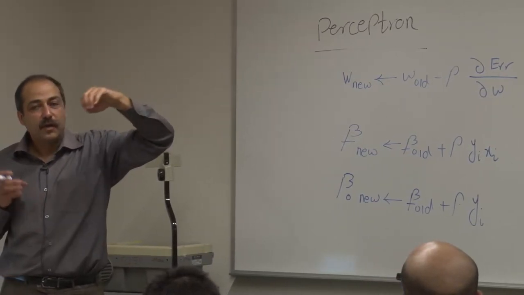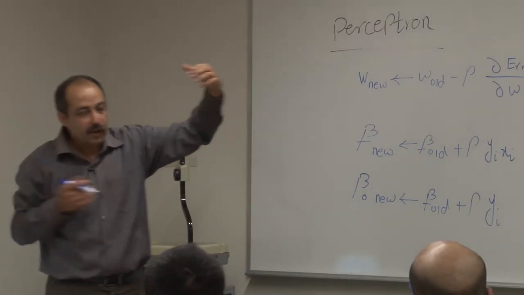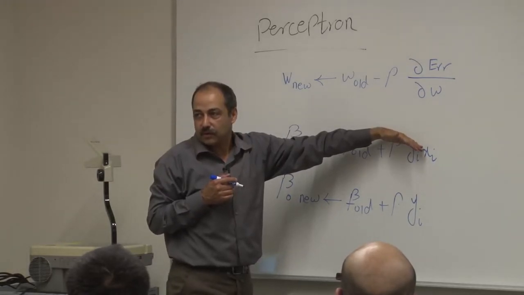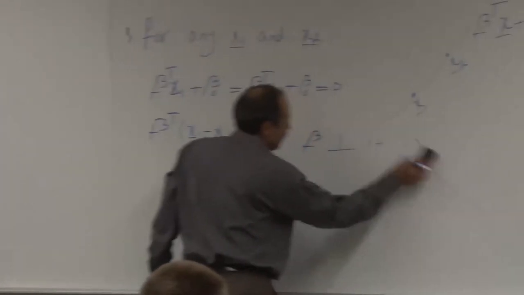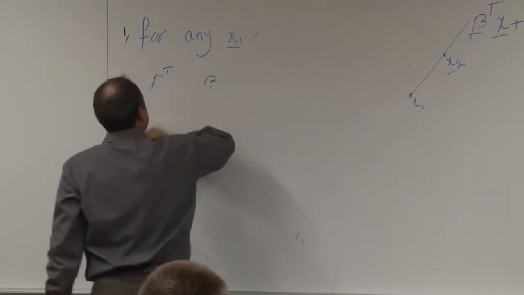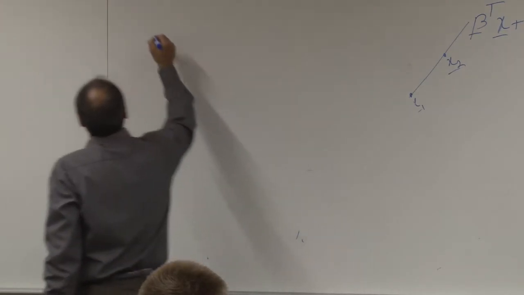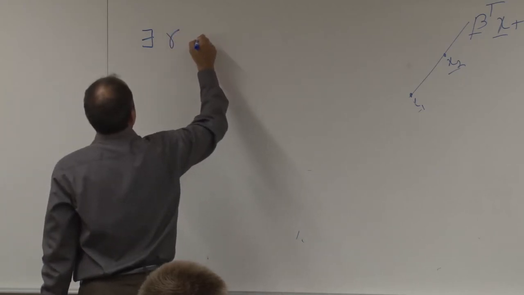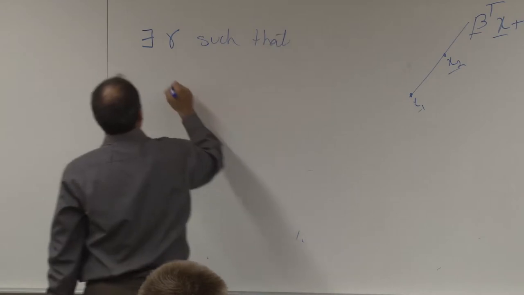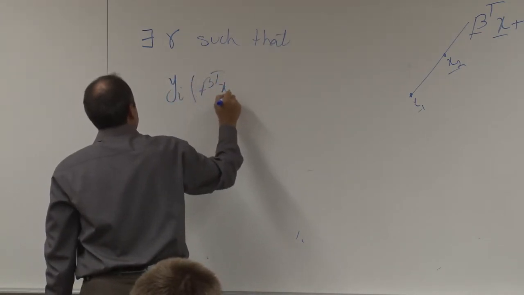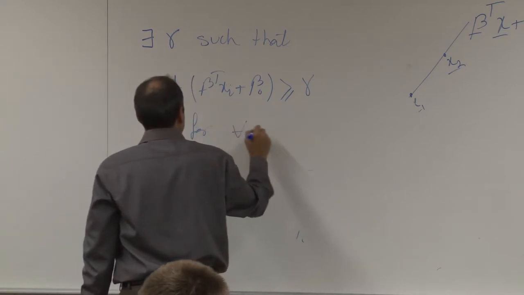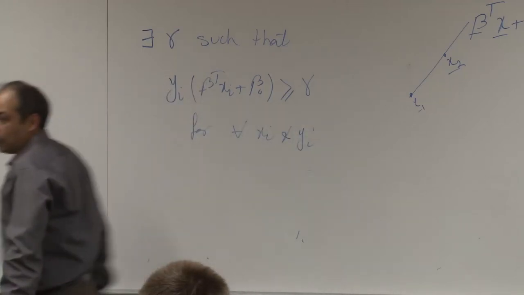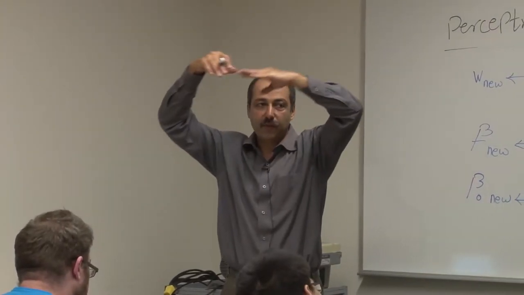And you can prove that if two sets are linearly separable, this algorithm definitely finds a solution which separates these two sets. Linearly separable means there is always a gamma such that yi times beta transpose xi plus beta null is greater than or equal to gamma for all xi and yi. So if this is the case, if two sets are linearly separable, this algorithm definitely finds a decision boundary which perfectly separates these two.